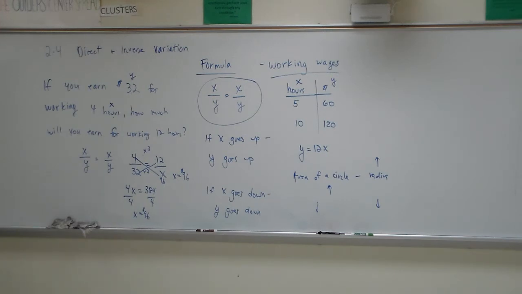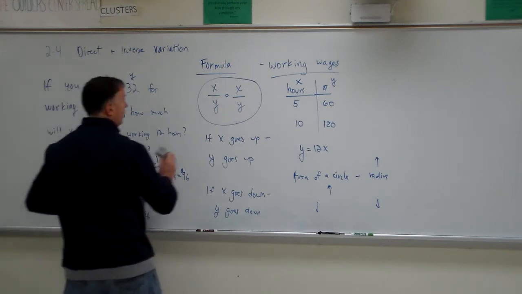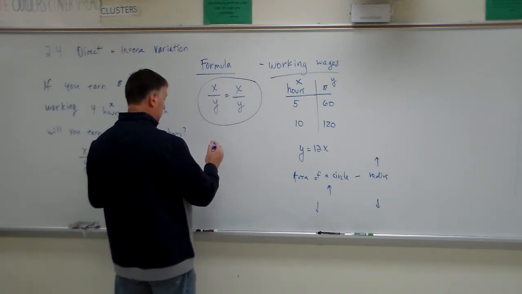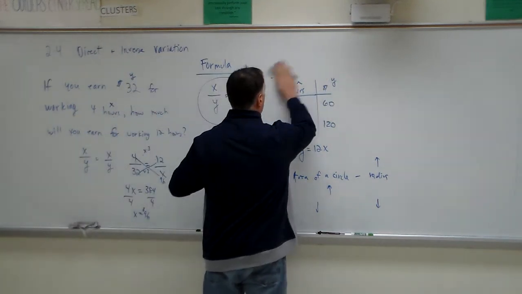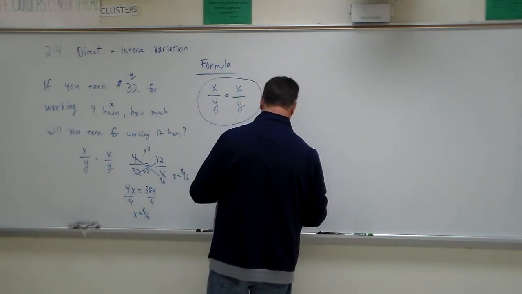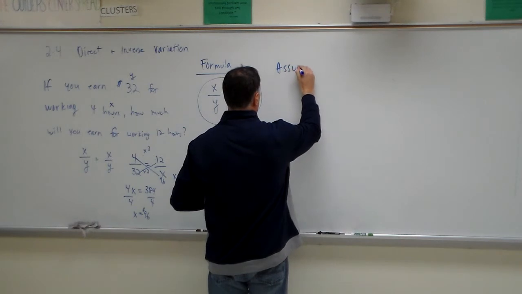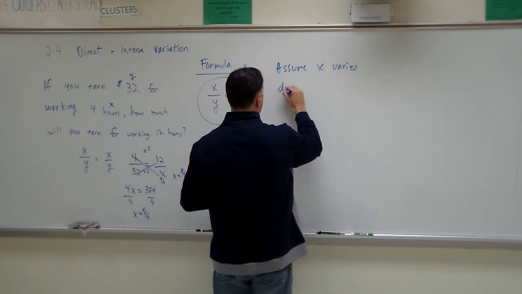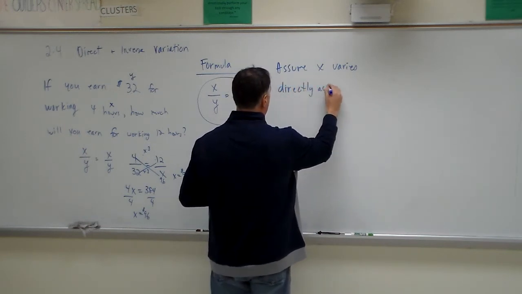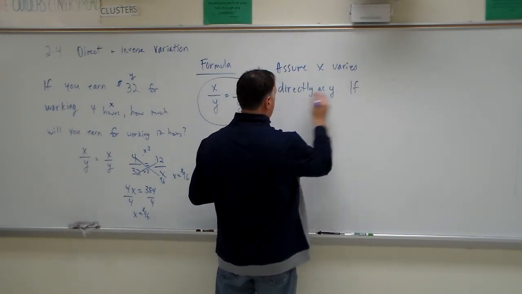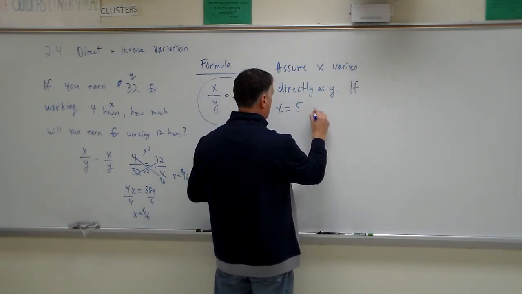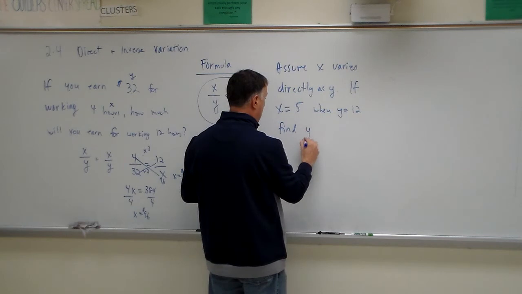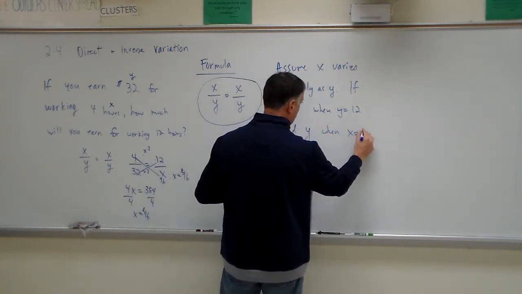Direct variation. I'm going to give you guys one example to do. I'll leave the formula up. Assume x varies directly as y. If x equals 5 when y equals 12, find y when x equals 15. Go.